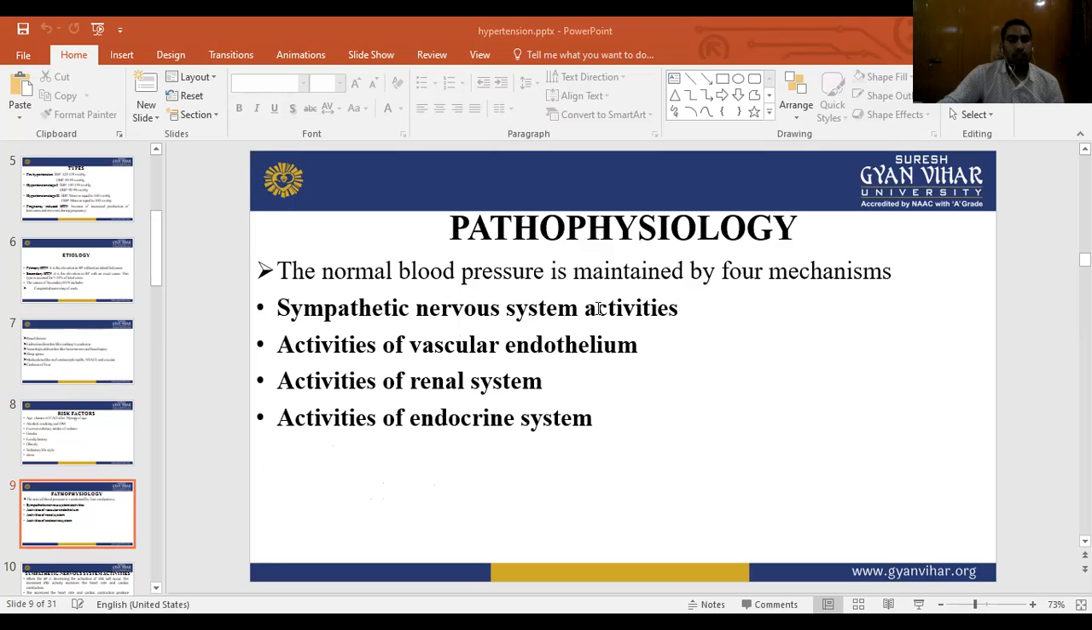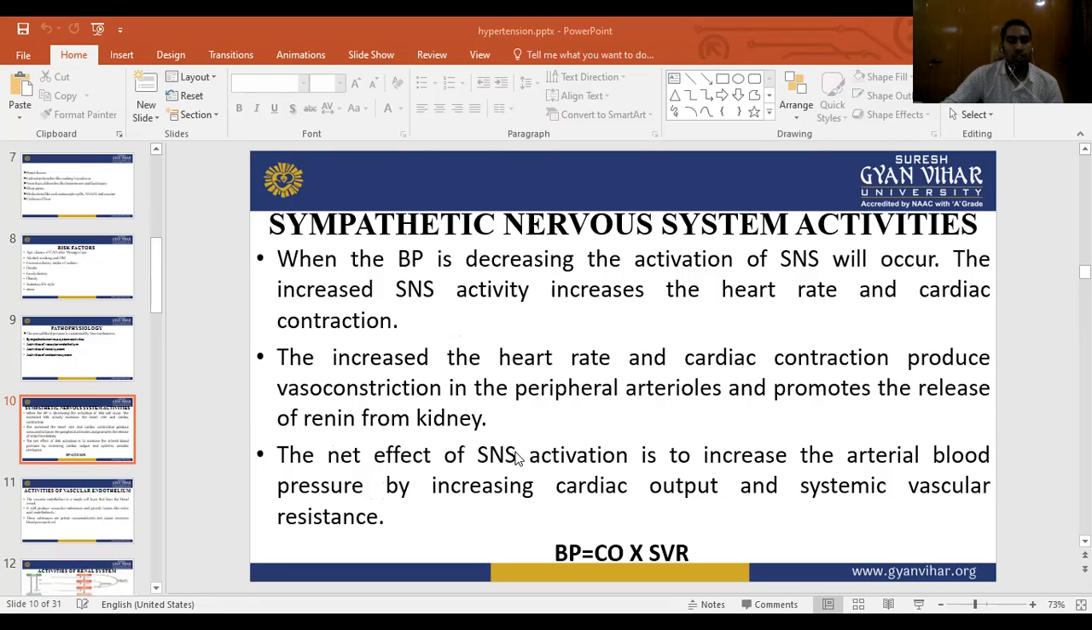Pathophysiology. Normal blood pressure is maintained by four mechanisms. First is sympathetic nervous system activity. Second is activity of the vascular endothelium. Third is activity of the renal system. Fourth is activity of the endocrine system. These are the pathophysiology mechanisms.